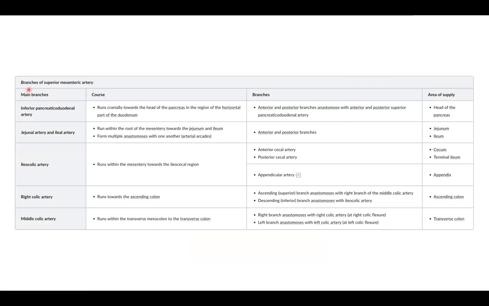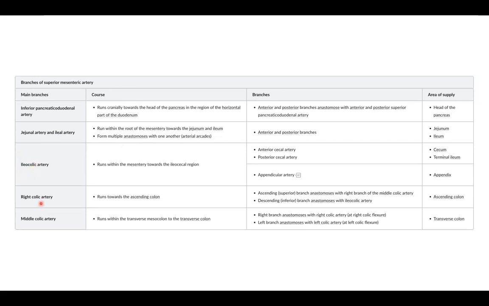So the main branches of the SMA are the inferior pancreaticoduodenal artery, which, as the name suggests, supplies the pancreas. Then we have the duodenal and the ileal artery. Again, it's in the name, it supplies the duodenum and the ileum. Then we have the ileocolic artery, and ileo means that it supplies the ileum, and colic, so the colon and the ileum.